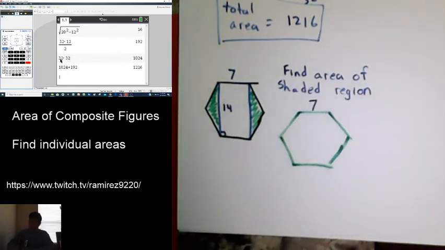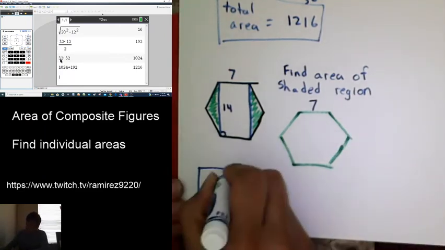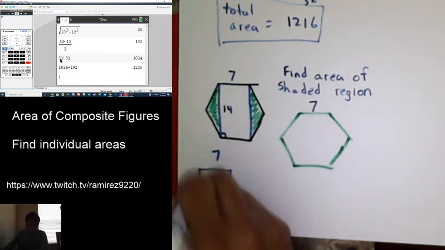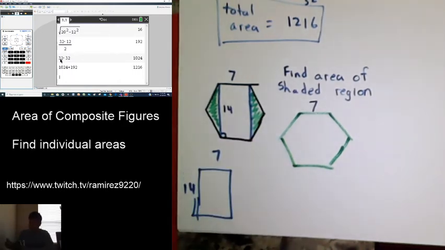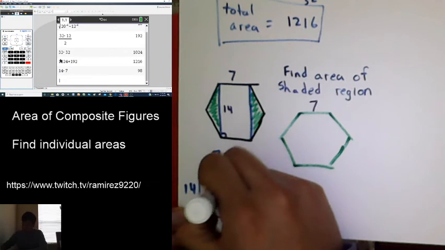And we also have a rectangle, the rectangle here, where you know that this is 7 and this is 14. So to find the area of the rectangle, that's actually pretty simple. It's just going to be 14 times 7. So the area here is going to be 98.